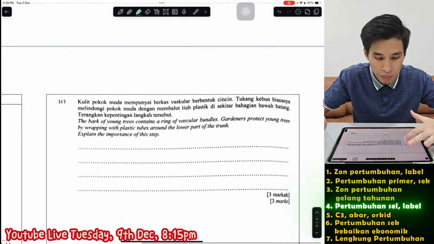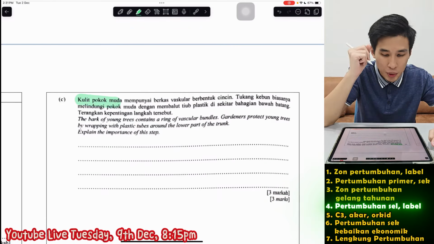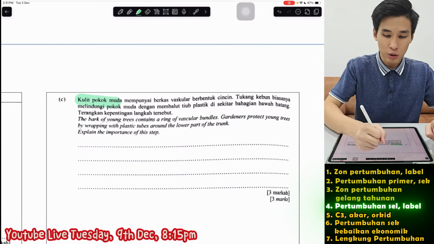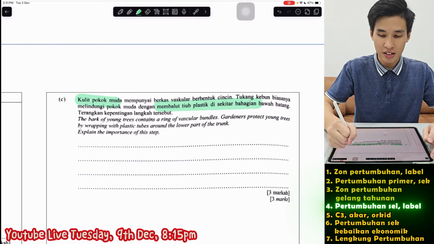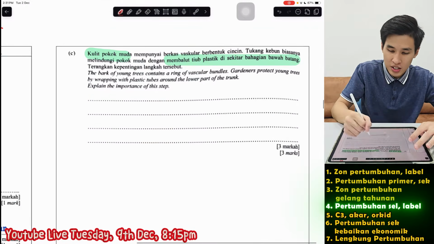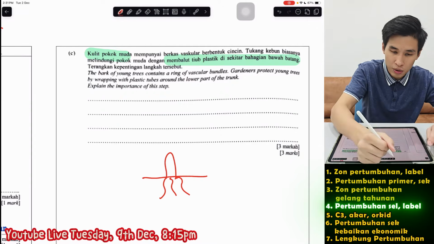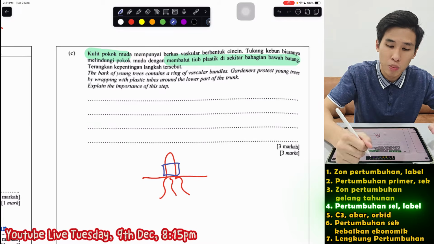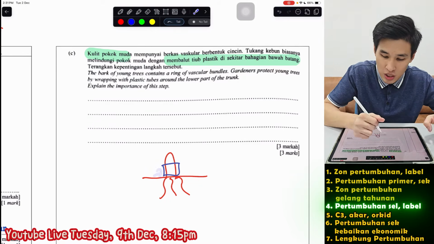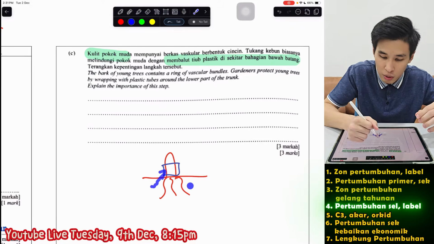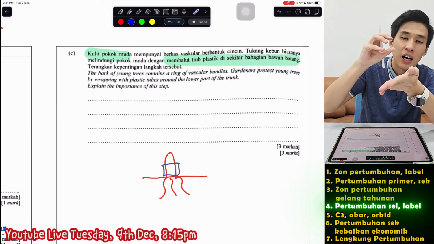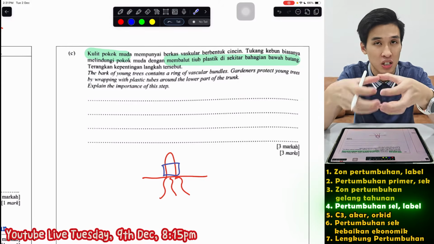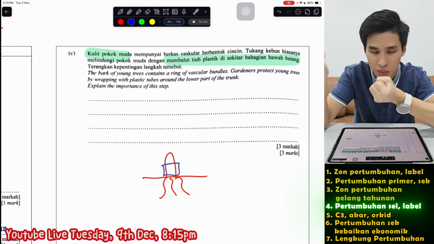Next, kulit pokok muda mempunyai berkas vaskular bentuk cincin. Tukang kebun biasanya melindungi pokok muda dengan membalut tiub plastik di sekitar bahagian bawah batang. So means, let's say here's a tree. Okay, dia membalut the bahagian bawah with a plastic like this. Why? Now, because pokok muda, dia punya batang lebih lembut. So since they're very small also, insects, serangga, semut easily climb up, bite the plant, then minum dia punya air, makan dia punya makanan, because meaning the xylem and phloem akan dicederakan. So you want to protect it from the insects.